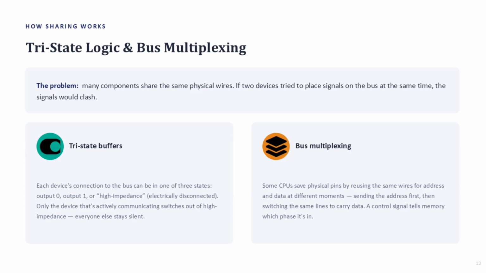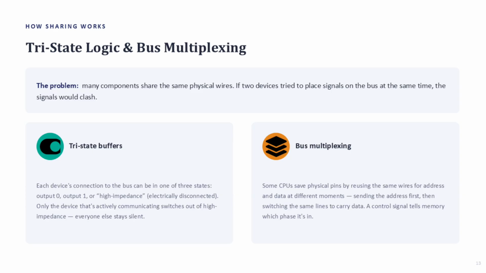Inside the computer, every device connected to the bus can either send a 0, send a 1, or remain completely disconnected from the bus. Only the device that has permission to communicate leaves the high impedance state and actively drives the bus. Every other device stays electrically disconnected. This simple idea prevents signal clashes and allows many devices to safely share the same communication pathway.